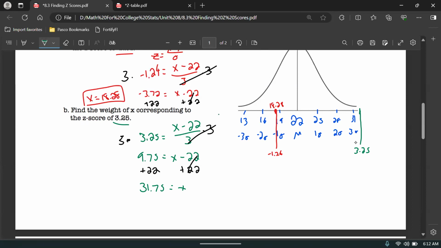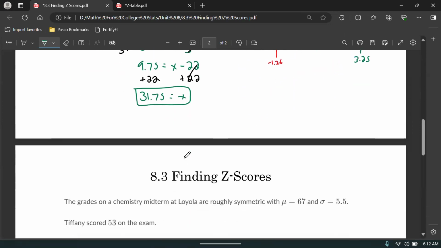So that is our weight of our pumpkins. That is what we have here. It's 31.75, which makes sense because, like I said, we predicted it would probably be close to 32. And it is, right? A little bit past 31. That makes perfect sense. So nice going.